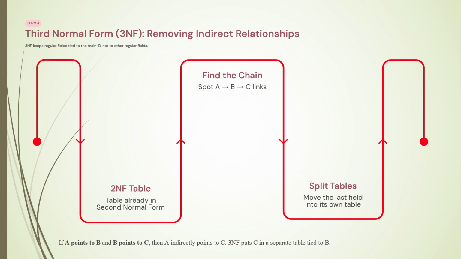So to overcome this, we are going to split the tables. The last field will be moved into its own table. That means if A points to B and B points to C, then A indirectly points to C. So 3NF will put C in a separate table tied to B, thereby overcoming the transitive dependency.